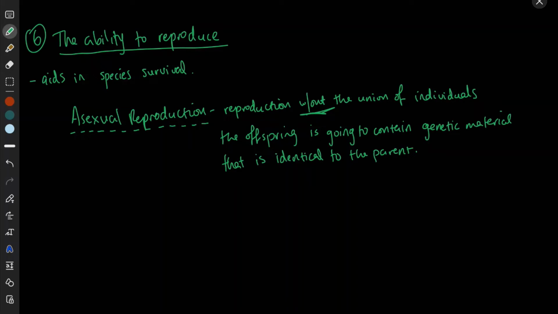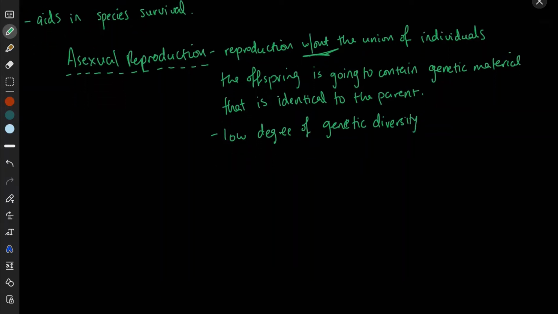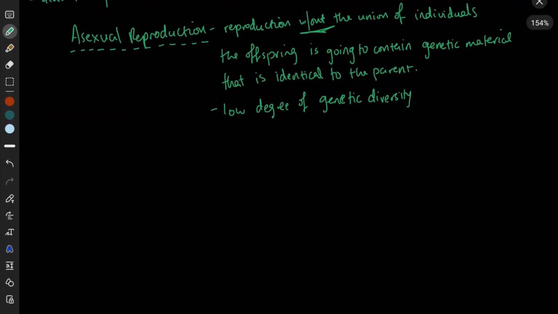So asexual reproduction doesn't confer a great degree of genetic diversity with respect to the offspring, because the parent gives the exact genetic makeup to the offspring. There are no novel genes that arise, or any sort of diversity in the offspring and the populations to follow, like the second generation and so on. So there's a low degree of genetic diversity. Okay, so the other form of reproduction we mentioned was sexual reproduction, right?